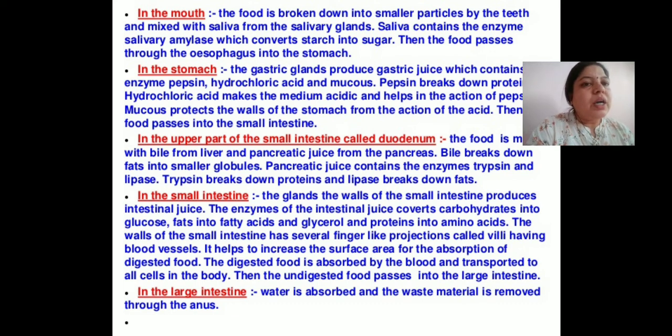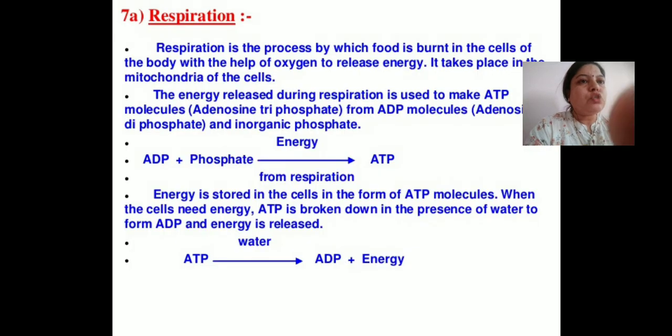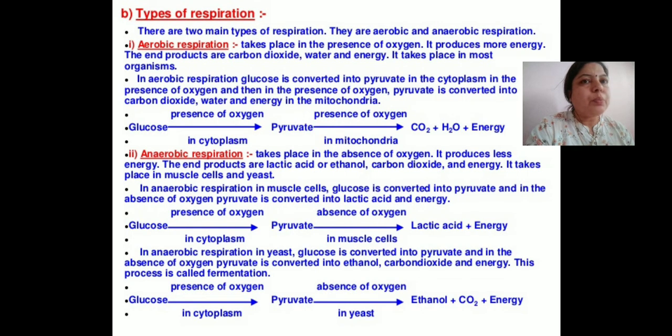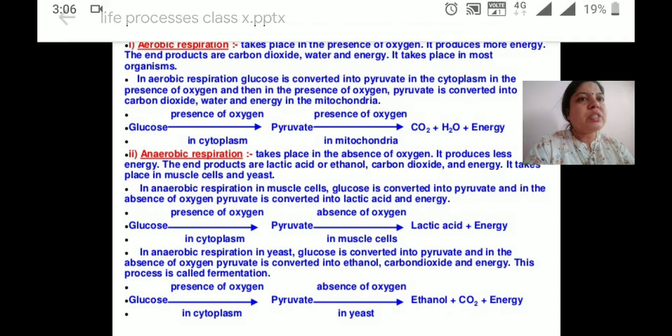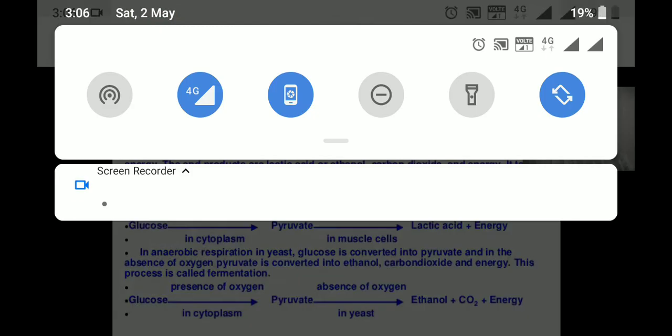Then the undigested food passes into the large intestine. In the large intestine, water is absorbed and then the waste material is removed through the anus. So, this is all about the human alimentary canal and human digestive system. It is nutrition in human beings. The next part is the process of respiration, which we will study in the next PowerPoint presentation.